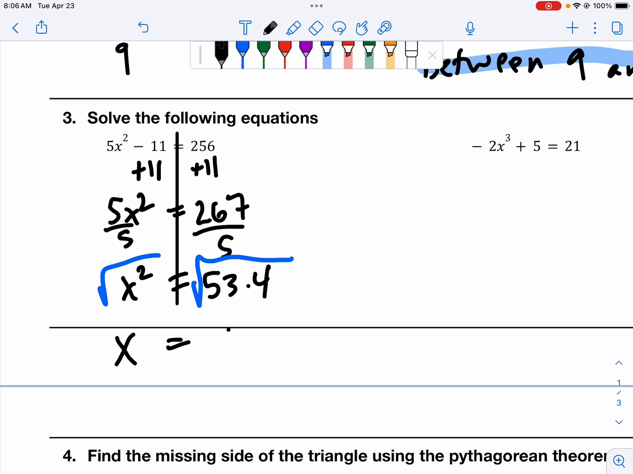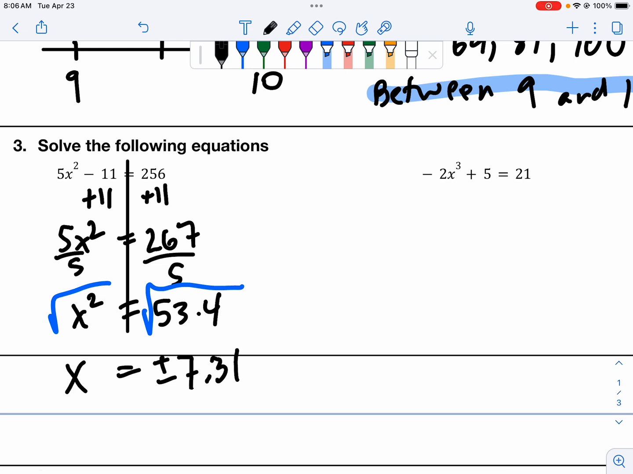Now, that's not the whole story. There's another solution. There's positive 3.71 and negative 3.71. There are two solutions to this equation because both numbers would work because we're in the middle of a squared equation.